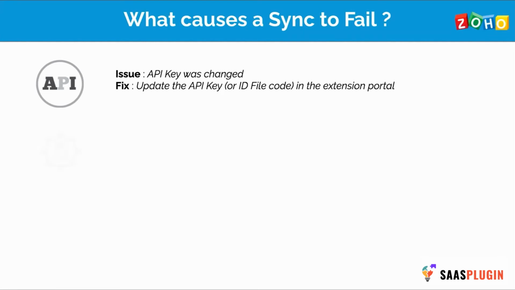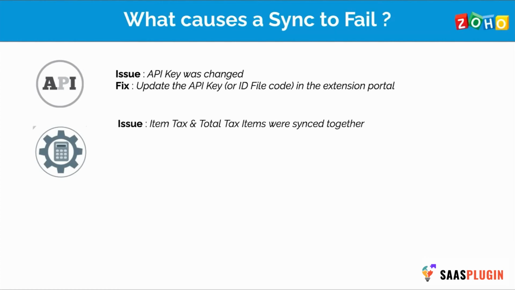Then in number 2, we have the item tax versus total tax settings conflict. What's happening here is that our plugin can't work simultaneously with both these types of tax. So when 2 items or invoices, including one of each, are being synced together, the sync might fail. To solve this, anything that syncs the pages one at a time will work.